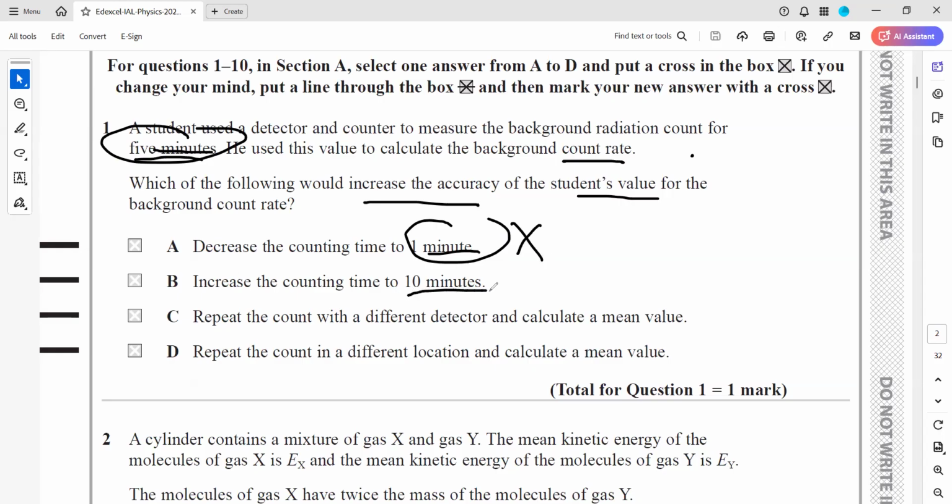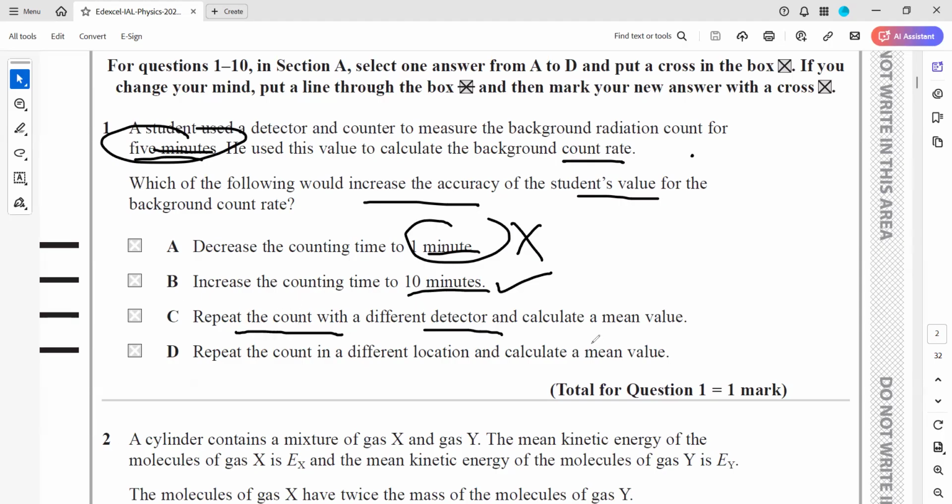Increasing the count time to 10 minutes: if he increases the count time to 10 minutes, he's recording for a longer duration, so as a result, he will be more certain of his answer, like what the background is. So B will be the right answer.